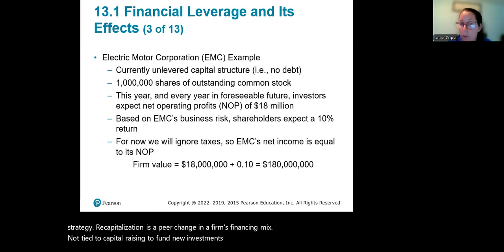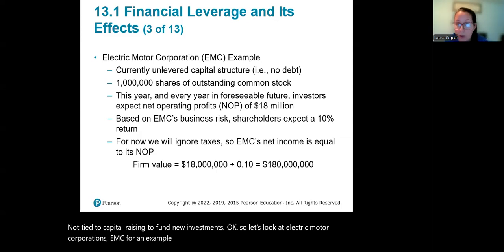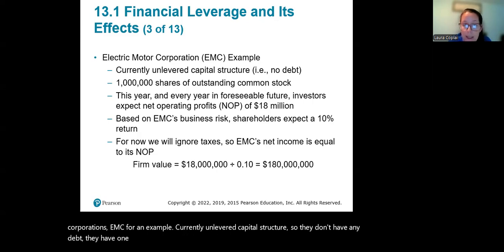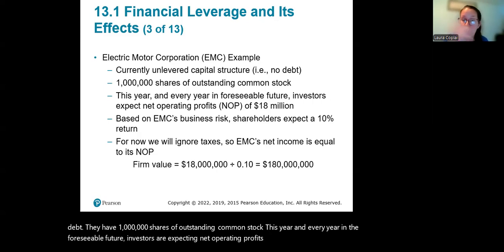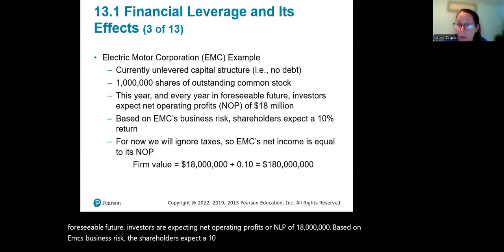So let's look at Electric Motor Corporation, EMC, for an example. Currently unlevered capital structure, so they don't have any debt. They have 1 million shares of outstanding common stock. This year and every year in the foreseeable future, investors are expecting net operating profits, or NOP, of 18 million. Based on EMC's business risk, the shareholders expect a 10% return. So we're going to ignore taxes right now.